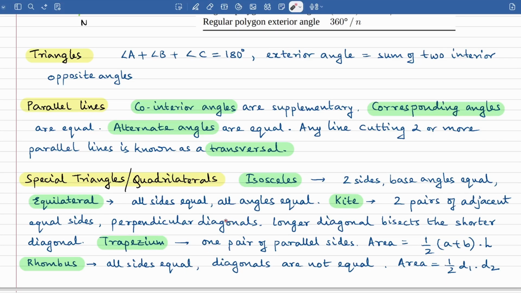The others could be equal or may not be equal. If they are equal, the figure is known as an isosceles trapezium. The area of a trapezium is given as half into sum of parallel sides into height. For rhombus, all sides are equal, but all angles are not equal. Diagonals are not equal, but they bisect each other perpendicularly. The area of the rhombus is given as half d1 into d2.